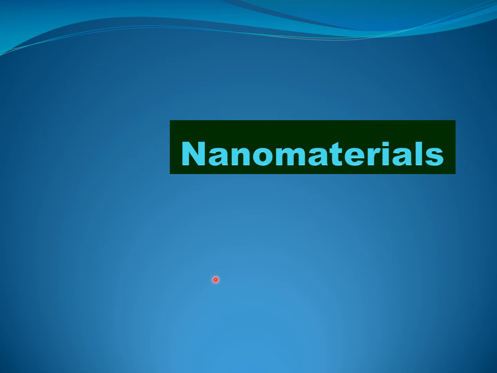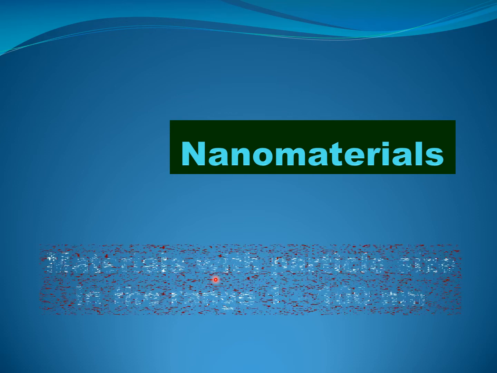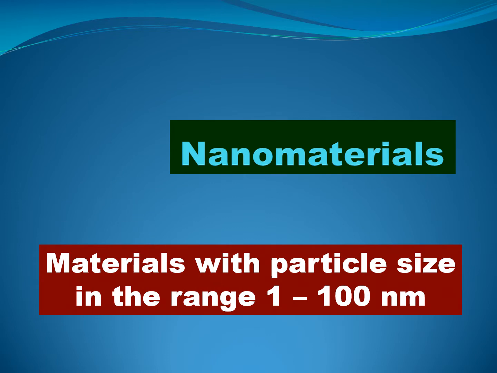Let us now move on to nanomaterials. Nanomaterials are defined like this: materials with particle size in the range 1 to 100 nanometers. Normally, for materials, the particle size will be in the range 1 to 100 micrometers. But if you can reduce the particle size to 1 to 100 nanometers, then that is called a nanomaterial. Nanomaterials have some unique properties compared to normal materials. We will be seeing that a little later.